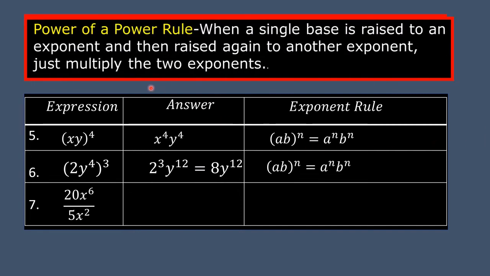Notice that we also use the power of a power rule. When a single base is raised to an exponent and then raised again to another exponent, just multiply the two exponents. We multiplied 4 by 3. So we have open parenthesis a raised to m close parenthesis raised to n is equal to a raised to m times n.